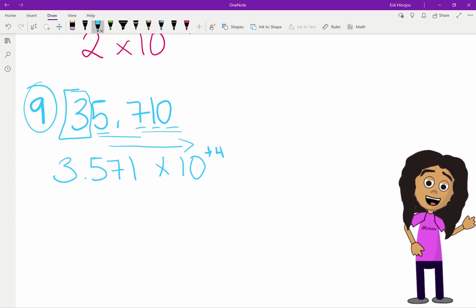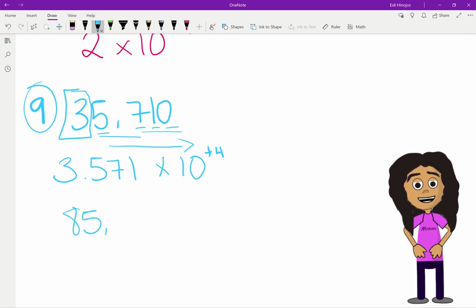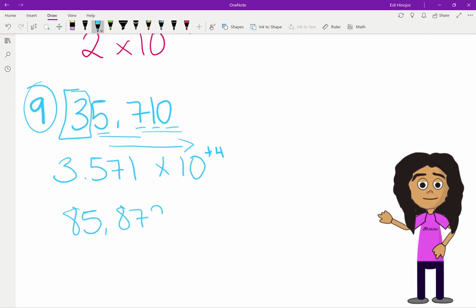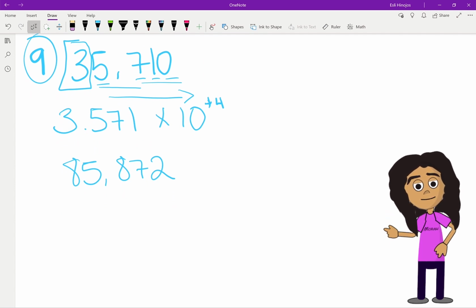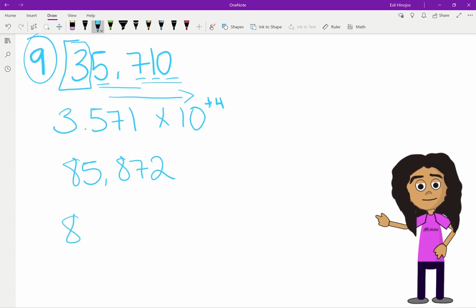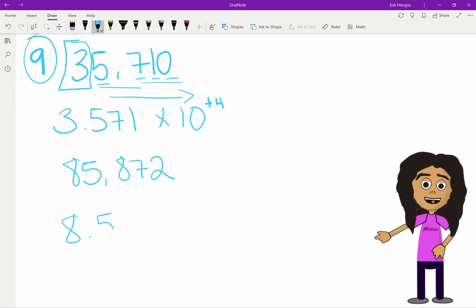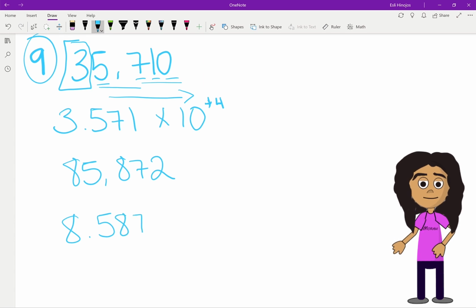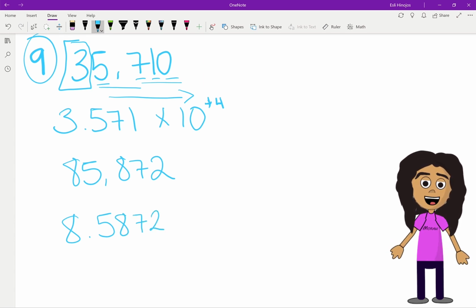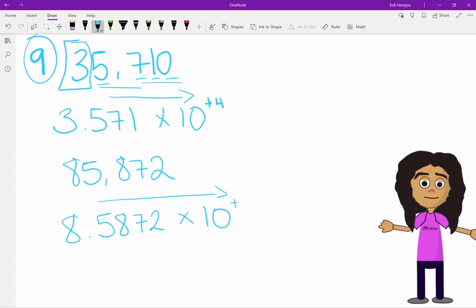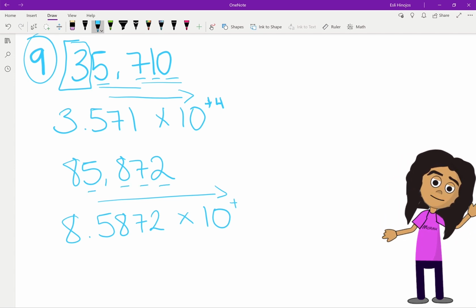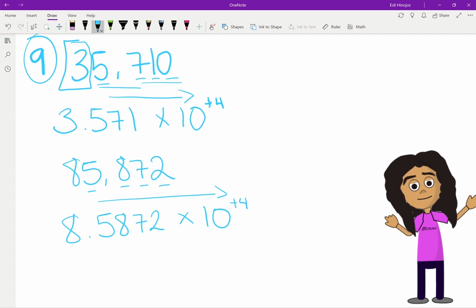Here's another example. If you have 85,872, can you think of what it is? It's 8.5872. Right here we didn't need to write out the trailing zero. Then times 10, and it's positive, and there are 4 numbers as well, so our exponent is going to be 4. This is easy, guys.